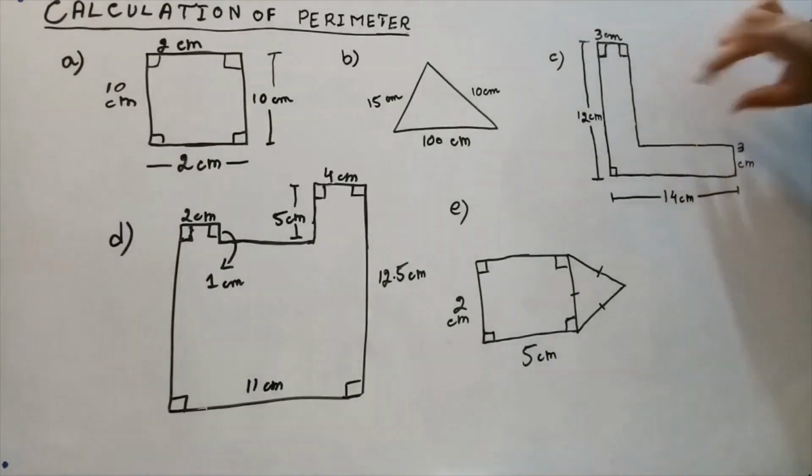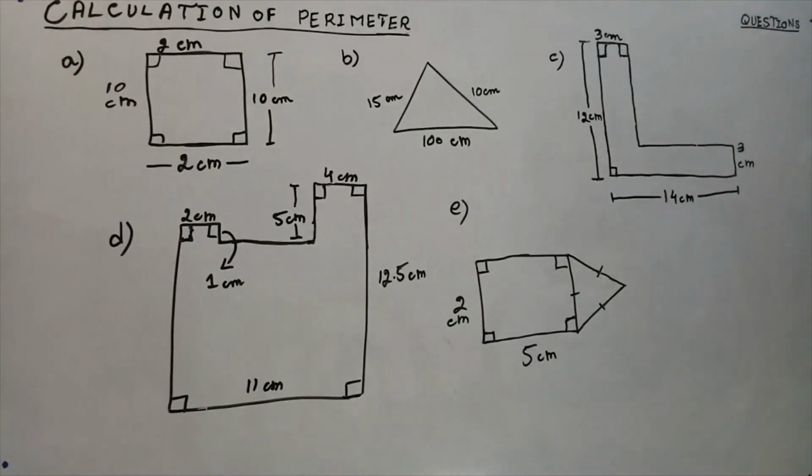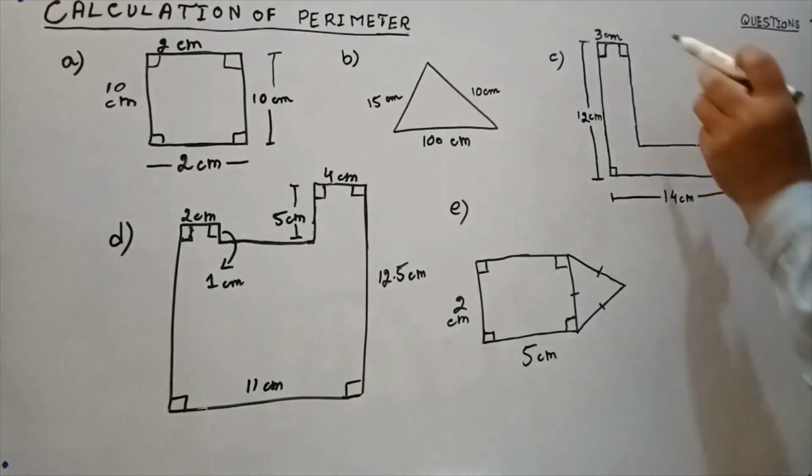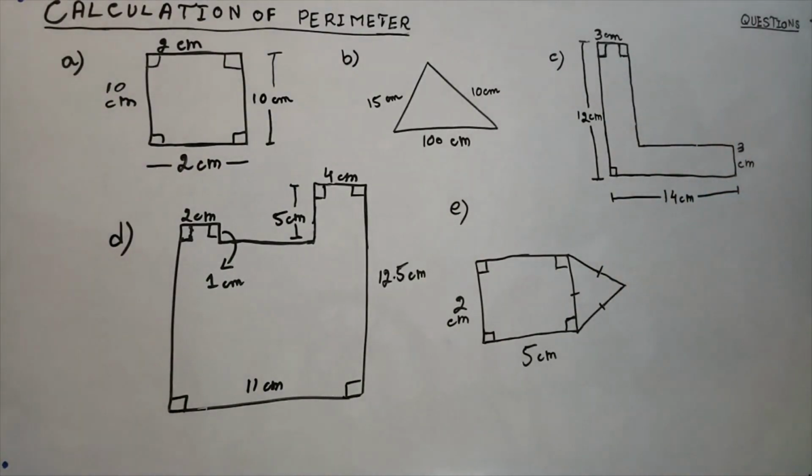How to find these 2 lengths? Let's see. Here this length is given to us. It is 14 centimeters. This length is given to us, which is 3 centimeters.